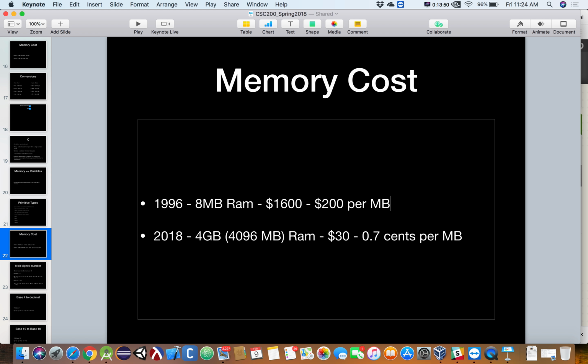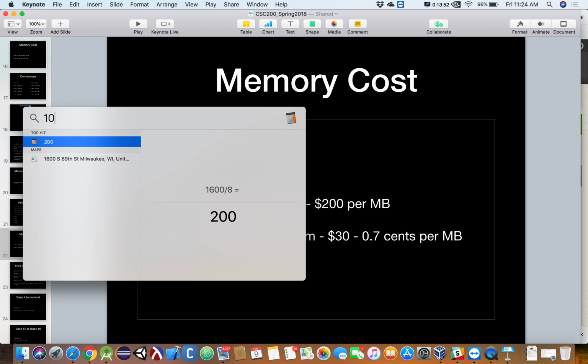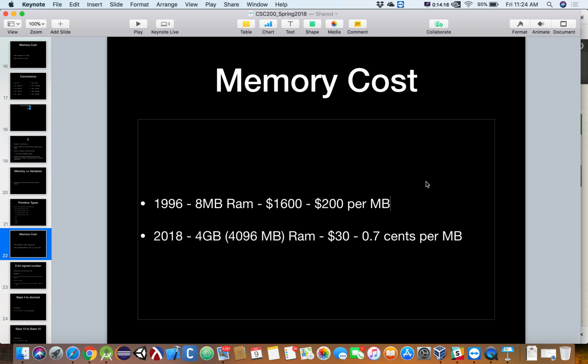So how many 0.7 cents are in $1? 100 divided by 0.7, there's that many of them, times 200. Memory was 28,571 times more expensive then. It's less expensive today. And guess what? This was after memory had already come down in price.